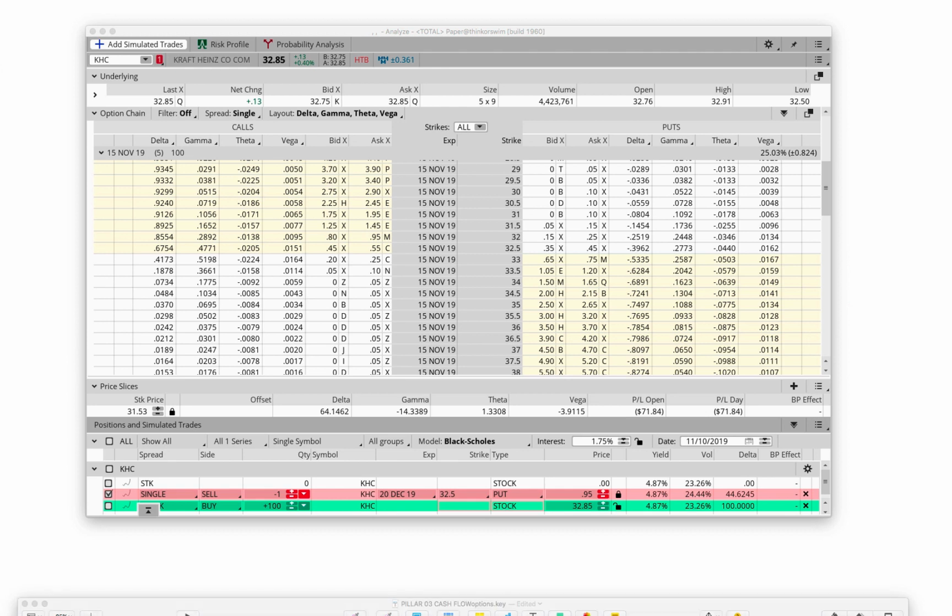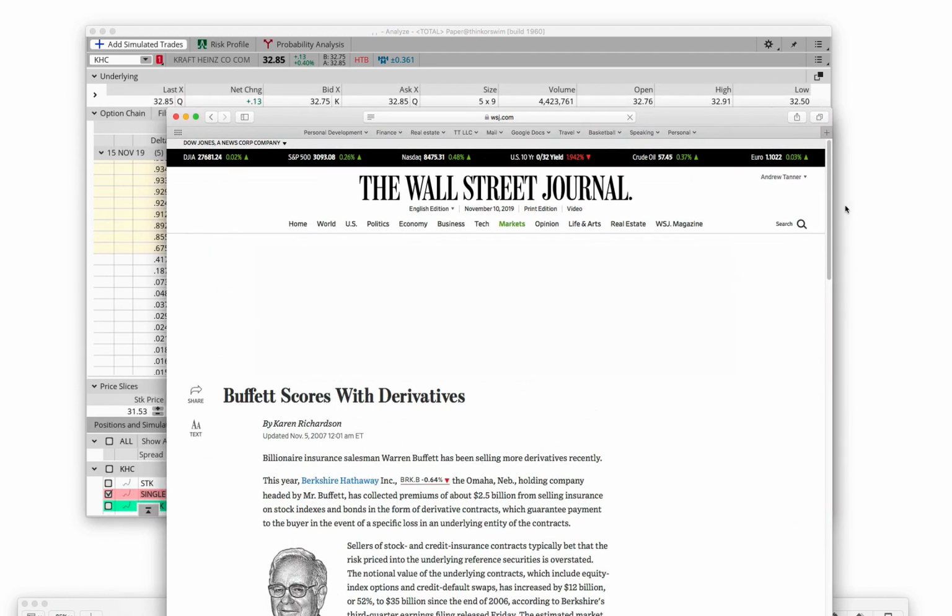In fact, if I were to Google this, let's see if I can find something here. Buffett, right here, scores with derivatives. I often do this in my webinars. Let me just sign in here. This is an old article from the Wall Street Journal. I'll just sign in to my Wall Street Journal account. And you'll see, Buffett scores with derivatives.